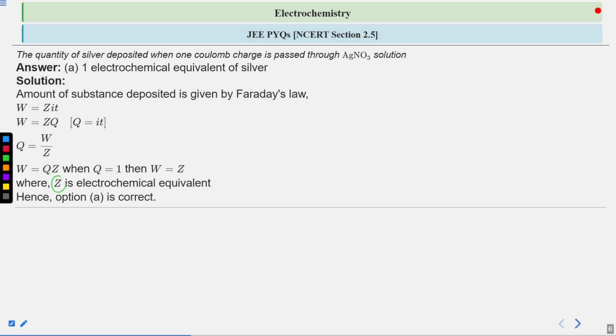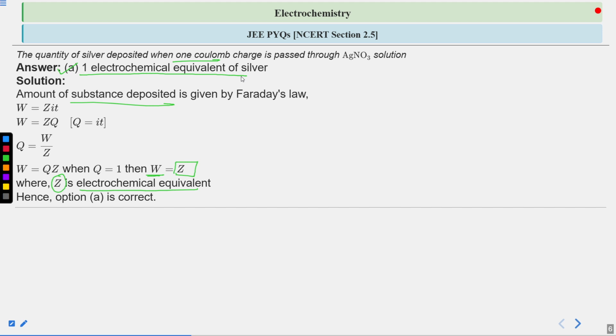Z here represents the electrochemical equivalent, and W, the weight or the amount of substance we require, becomes equal to the electrochemical equivalent, and Q is 1 because it is already mentioned in the question that 1 coulomb of charge is passed. So when Q is 1, W equals Z, that is the amount of substance deposited is equal to the electrochemical equivalent. Hence, the correct answer is option A, that the quantity of silver deposited is 1 electrochemical equivalent of silver.